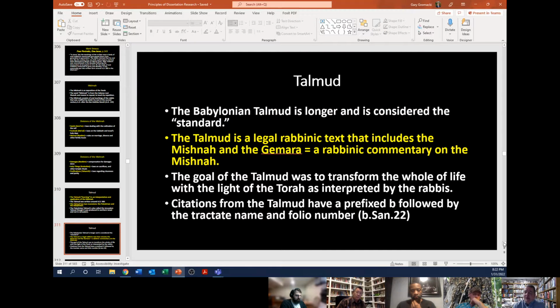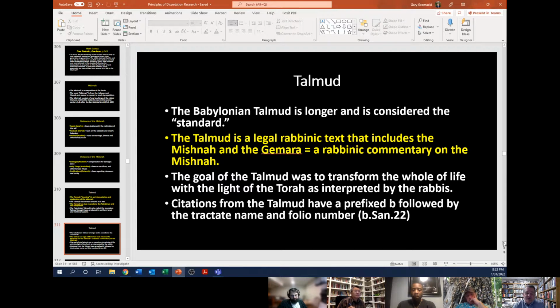The Babylonian Talmud is longer, is considered to be the standard. So when you say Talmud, most people think Babylonian. It's a legal rabbinic text. It includes the Mishnah and the Gemara. So the Gemara is a rabbinic commentary on the Mishnah.